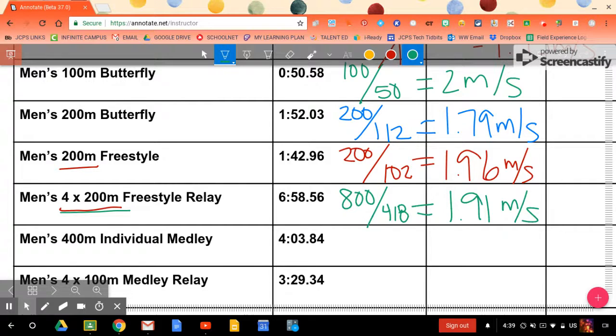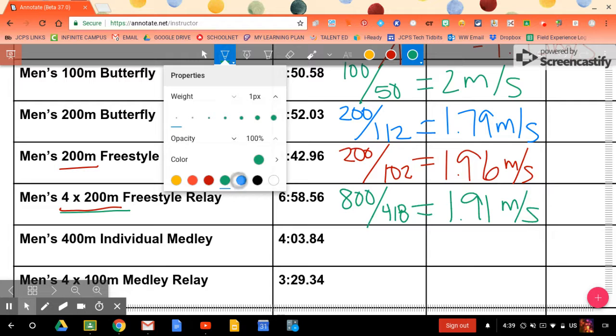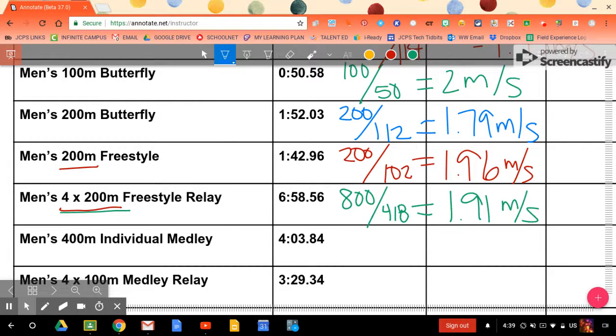Next one, you have the 400 meters, and that's an individual race, so we don't have to multiply our distance. 400 divided by 4 minutes, 3 seconds, so 4 times 60 gives you 240 seconds plus 3, so you get 243 seconds. This equals 1.64 meters per second.